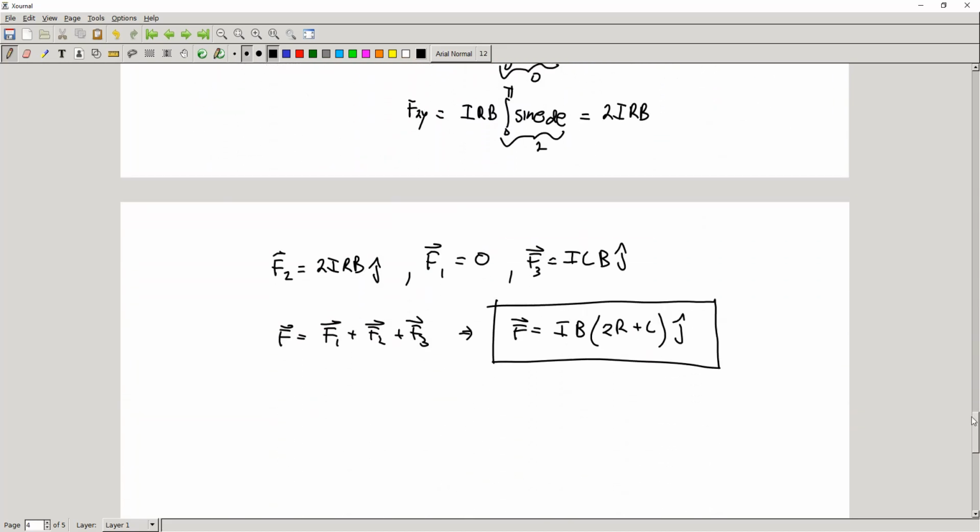Okay, so we'll leave this one here, and we will continue with force and torque on current carrying loops in the next video.